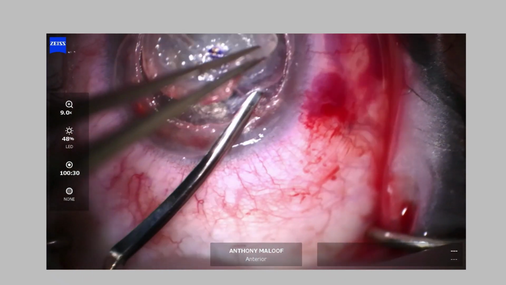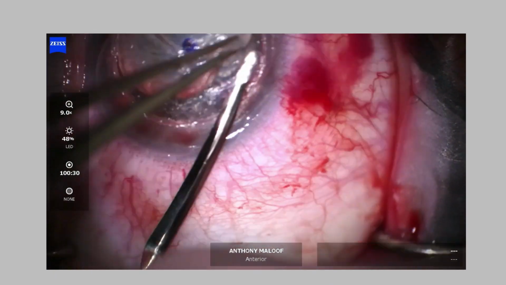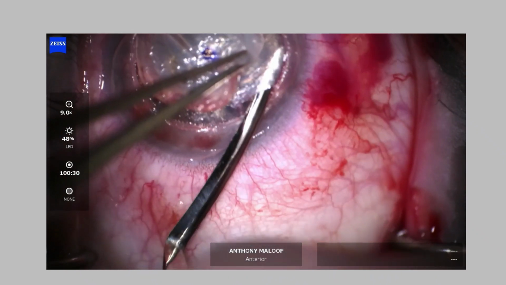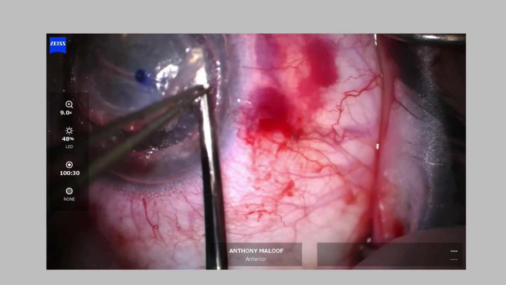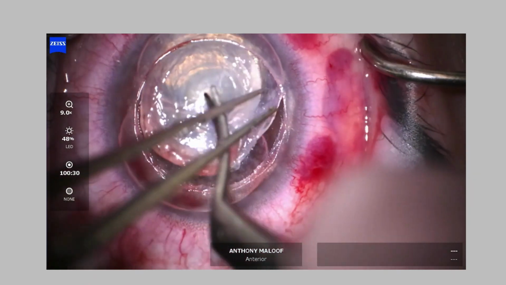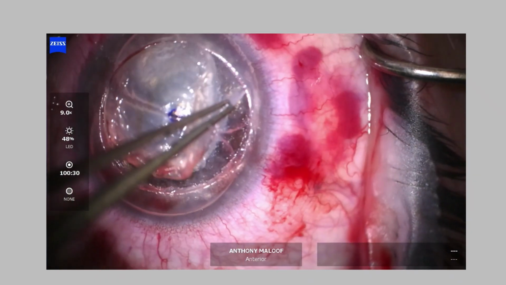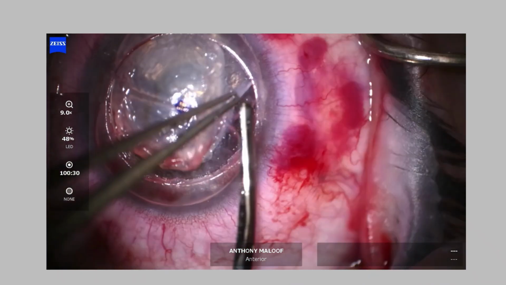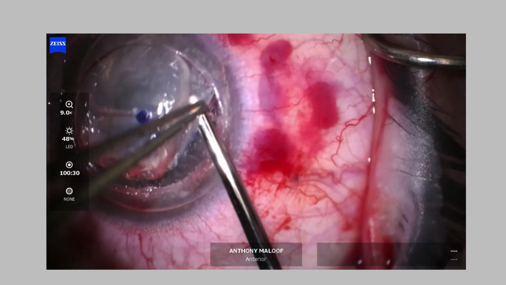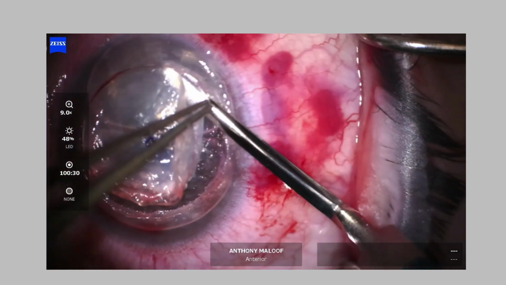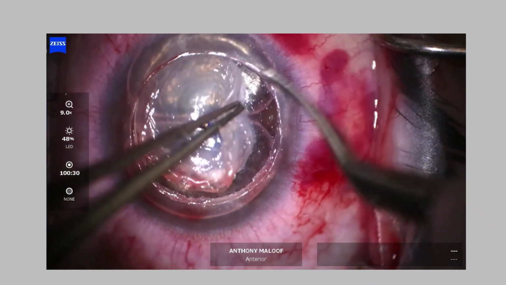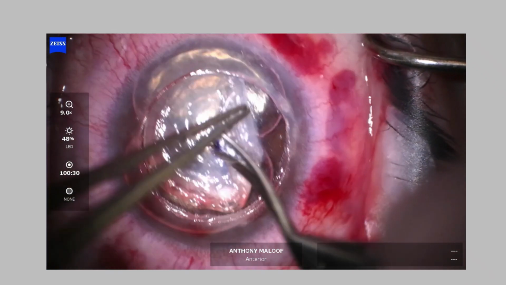Again, now once I changed hands, I can keep going. See this curved sweeping motion? I don't push as much as I sweep. And there we go. You can see it's quite thick, the residual tissue there, but now I'm getting a very clear view of the pre-Descemet's plane. So this is where I want to be. This is exactly where I want to be. Again, sweeping motion, follow it all the way through.